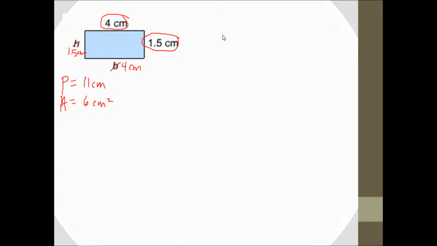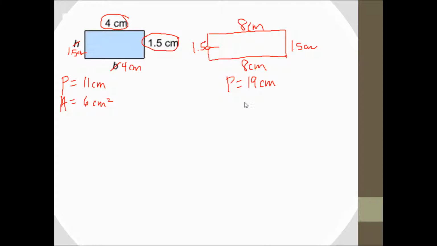Now what I want to do is just double one of the sides. So let's just actually double the 4 and make it an 8. So now my length is 8. My width is still going to be 1.5. And let's see what happens here. So my perimeter, 8 and 8 is 16, plus 3 is 19. And now 8 times 1.5 is going to be 12 square centimeters.